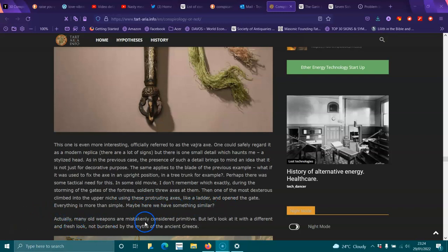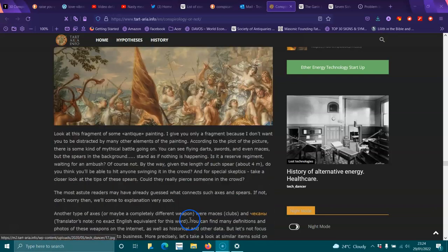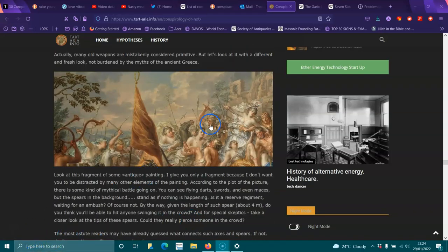Actually, many old weapons are mistakenly considered primitive, but let's look at them with a fresh look, not burdened by the myths of the ancient Greeks. There's a lot going on in this photo. Look at this fragment of some antique painting. I give you only a fragment because I don't want you to be distracted by many other elements of the painting. According to the plot of the picture, there's some kind of mythical battle going on. You can see flying darts, swords, and even maces, but spears in the background stand as if nothing is happening.